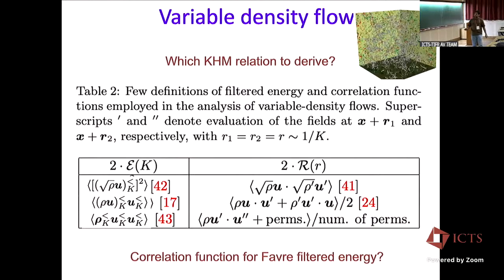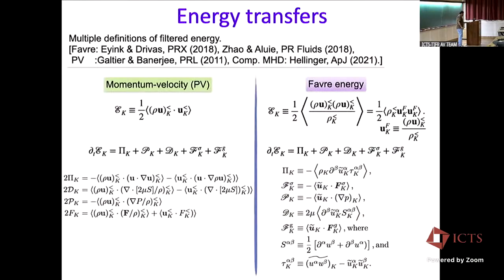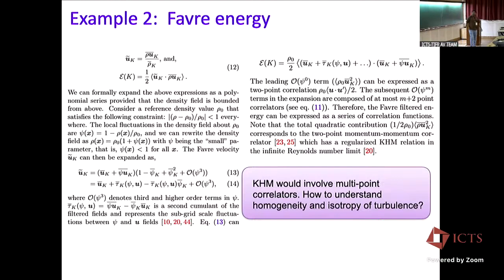Now you can ask, what about the Favre filtered energy? Because that's the most commonly used thing. If you do that, then I won't go into all the details, but Hriday was able to show that a Kármán-Howarth-Monin relation, so don't read this, this is just to tell you that things are there, but the Kármán-Howarth-Monin relation for a Favre filtered energy would require multi-point correlators.